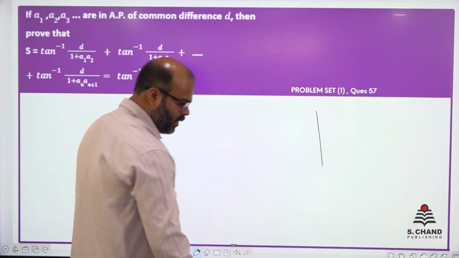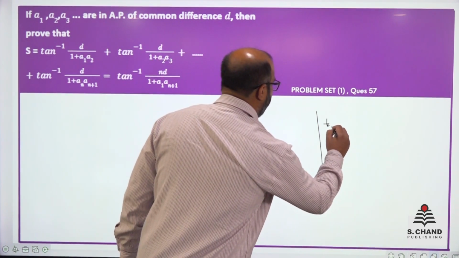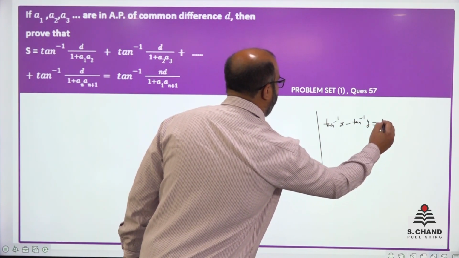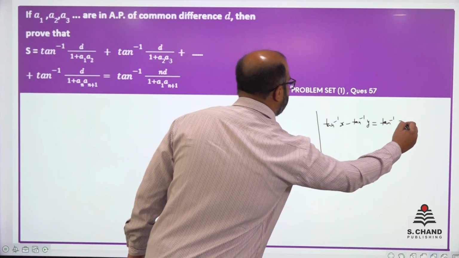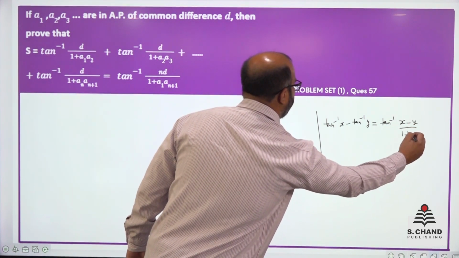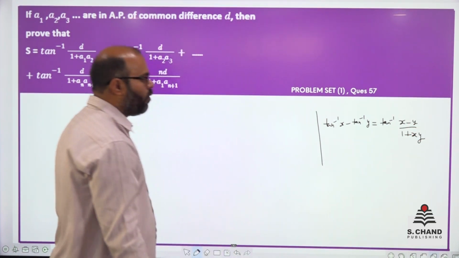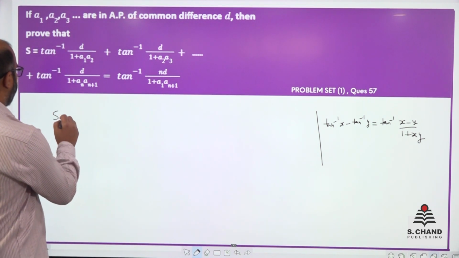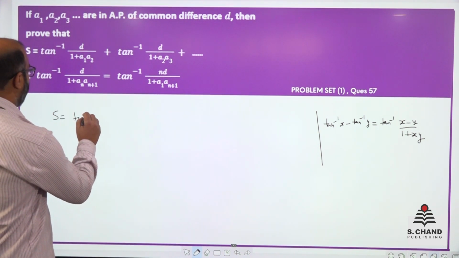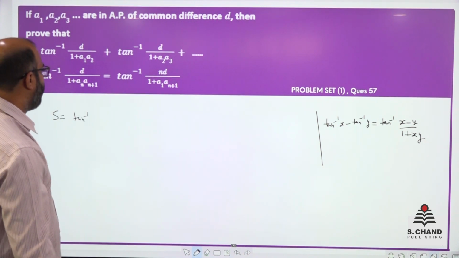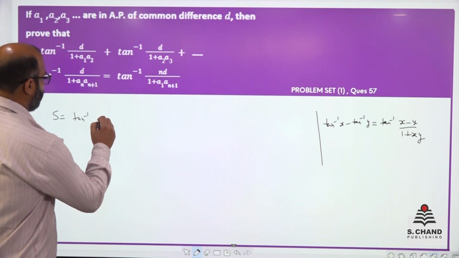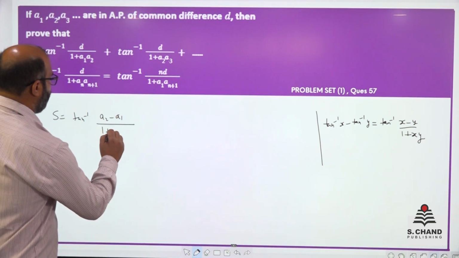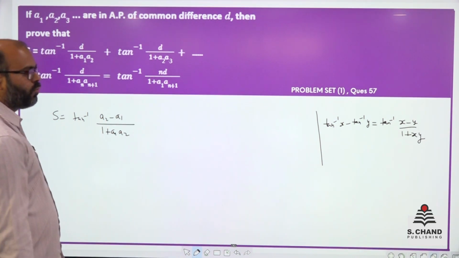What it says actually is tan inverse of x minus tan inverse of y is equal to tan inverse of (x minus y) upon (1 plus xy). So let us see how we can apply it. So here, as you can see, the sum is equal to tan inverse of d by 1 plus a1 a2. So you write it as tan inverse d can be written as (a2 minus a1) upon (1 plus a1 a2). Why we can say d is a2 minus a1?